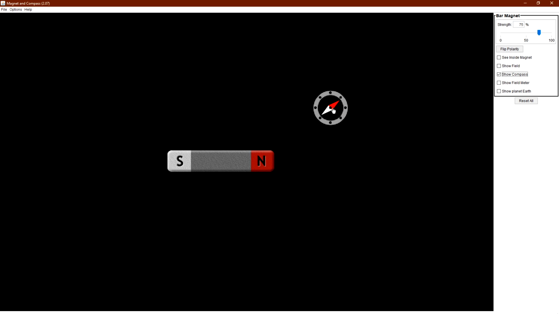Pay attention to the arrow of the compass. You see? The compass changes its direction every time I change its position.